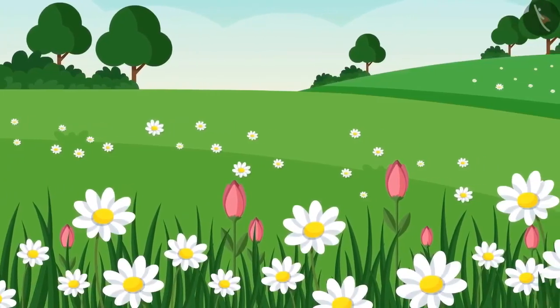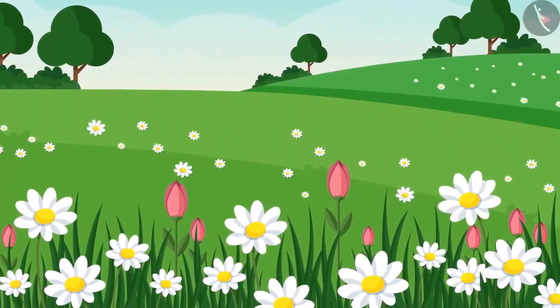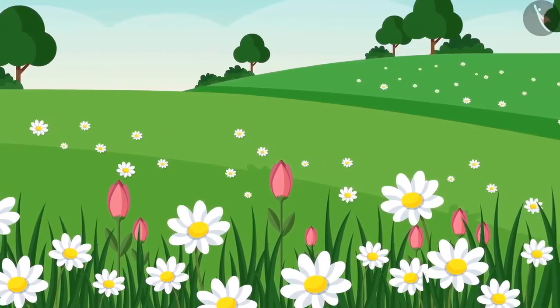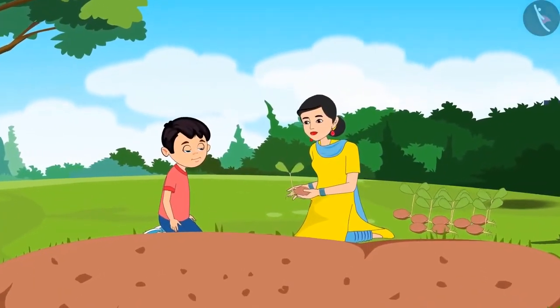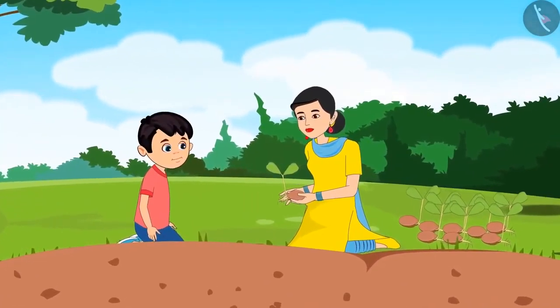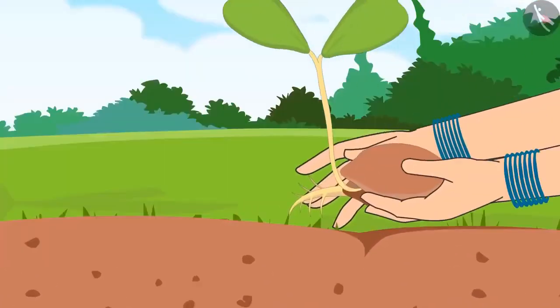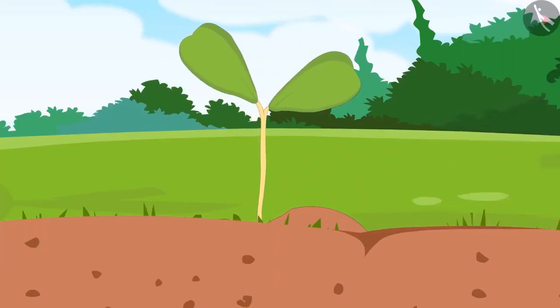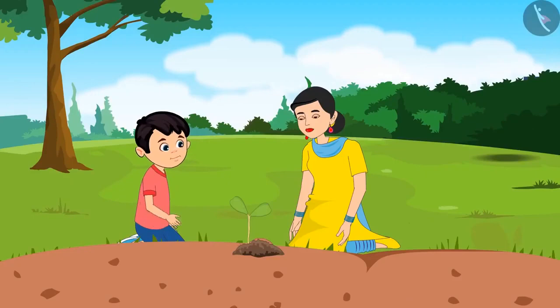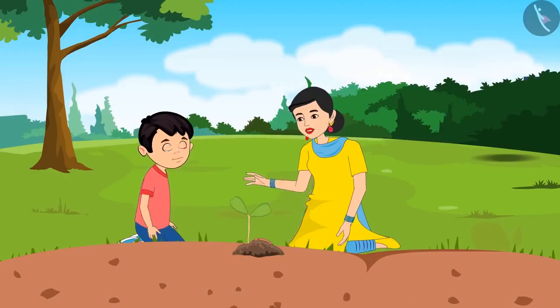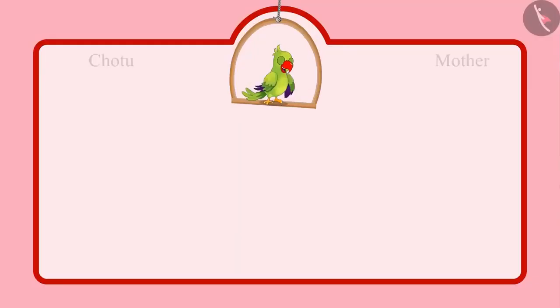So children, do you know how important it is to plant trees? Yes. Today, Chotu is planting saplings in the garden with his mother. Look at this, Chotu. This is the way to plant saplings. After this, we have to water them. Mom, even I want to plant saplings. Chotu, now you also start planting the saplings carefully.